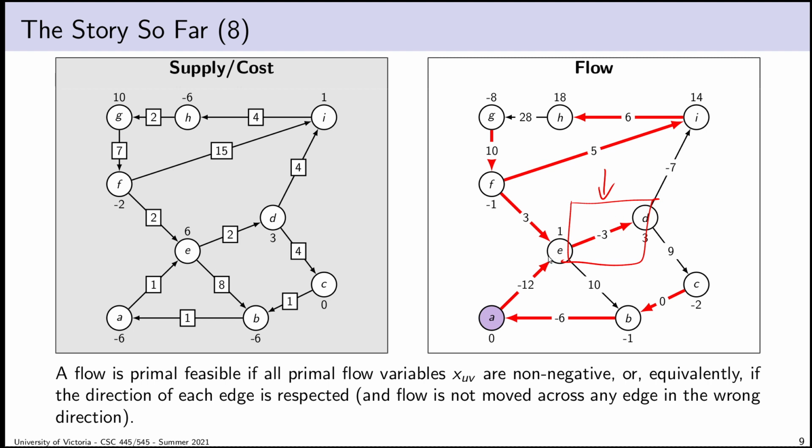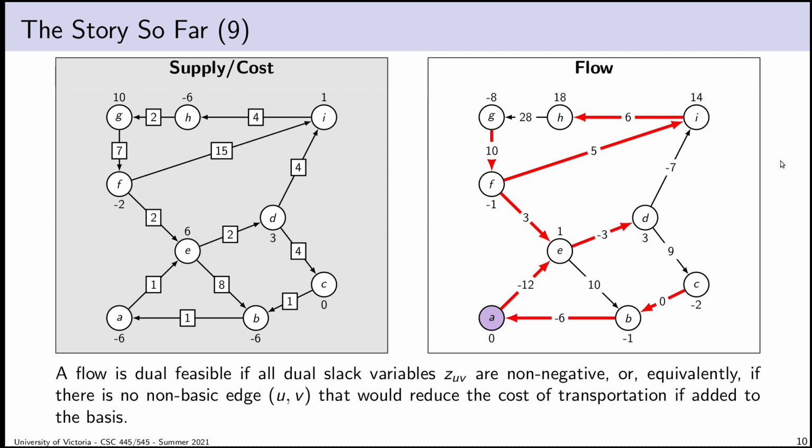The edges have directions for a reason. And so a negative value here means we're sending flow in the wrong direction, which isn't allowed, and therefore the flow is not primal feasible. A flow is said to be dual feasible if, when I look at all of the dual slack variables, they are all non-negative. And so here we can see this flow is also not dual feasible. It's got negative values on some of the dual slack variables.